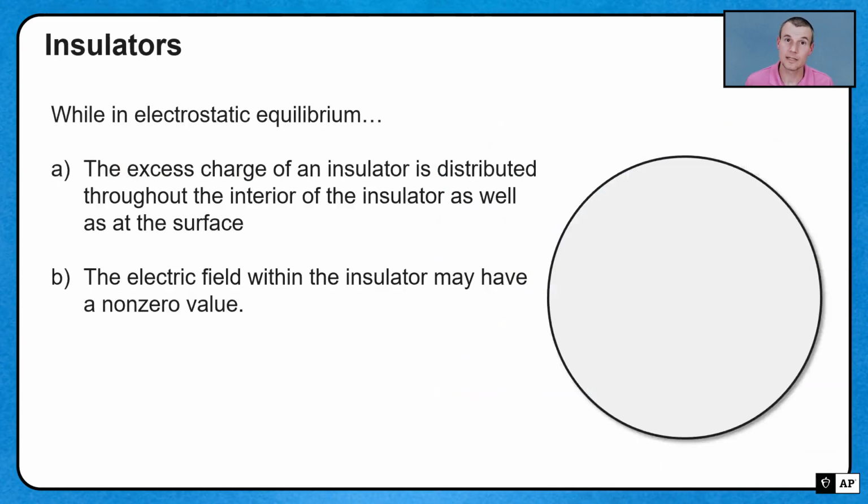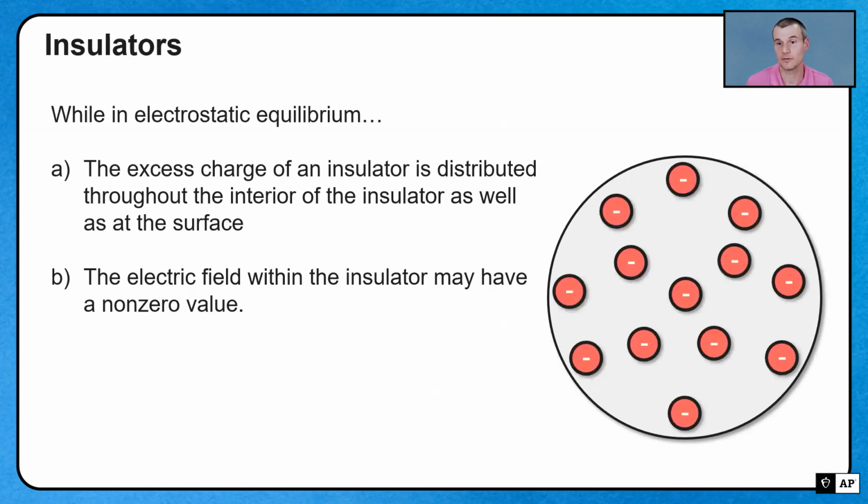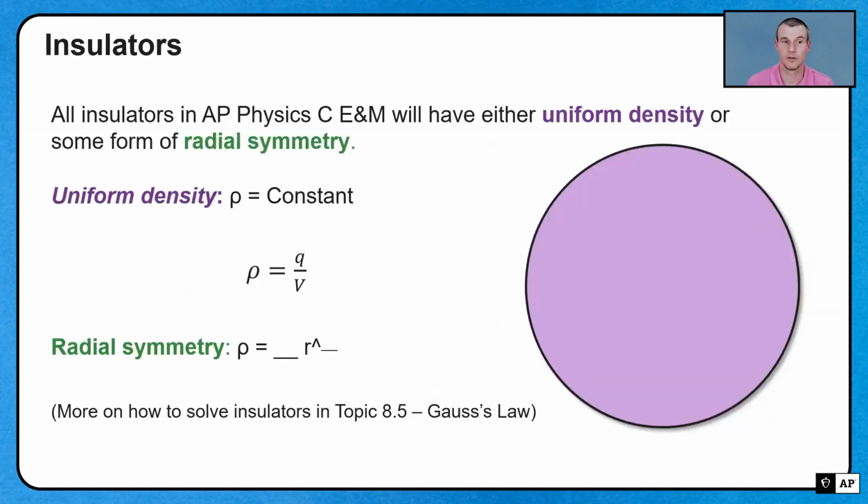So let's look at insulators instead. While in electrostatic equilibrium, the excess charge is distributed throughout that object, throughout the sphere, as opposed to just residing on the outside edge, and the electric field may have a non-zero value. So we can put charges all throughout the entire setup, and as a result, when we look at this thing, we're going to see that we can either have uniform charge densities. Let's just say it's all the same thing, which would be this. Rho is the charge density for a volume.